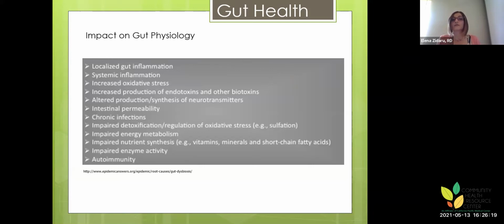But again, with dysbiosis, you can increase oxidative stress. You can affect the intestinal permeability, which will affect your absorption of nutrients, and cause chronic infections, impaired energy metabolism, and impaired nutrient synthesis, like vitamins and minerals and short chain fatty acids that we said a healthy gut will facilitate. Of course, everything right now is basically impaired.